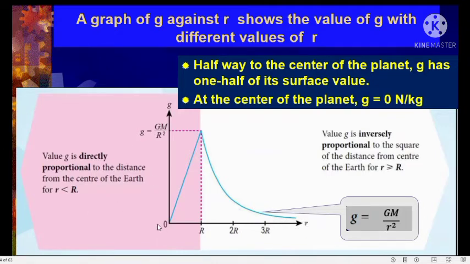From here we can see the value of g is directly proportional to the distance from the center of the Earth for r less than capital R, meaning any distance less than the radius of the Earth: a straight line passing through the origin. And then after R, g is inversely proportional to the square of the distance from the center of the Earth for r more than or equal to capital R, meaning the value of gravitational acceleration, 9.81, is the highest value on the surface of the Earth. When you go further away from the Earth, the value will decrease.